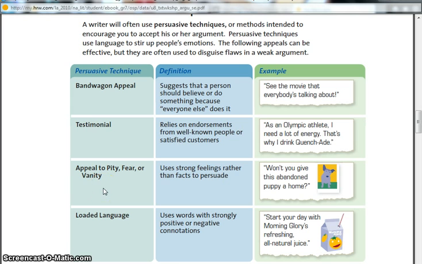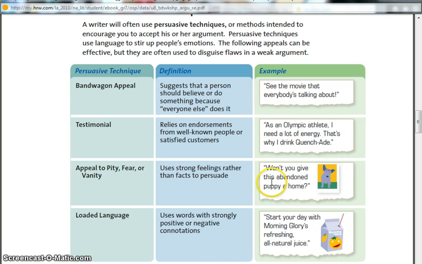Another type of persuasive technique is an appeal to pity, fear, or vanity. Sometimes when we feel sorry for something or somebody, or we're afraid, or we want to look good, authors use that to try to get us to believe something or buy something. So this uses strong feelings rather than facts to persuade.